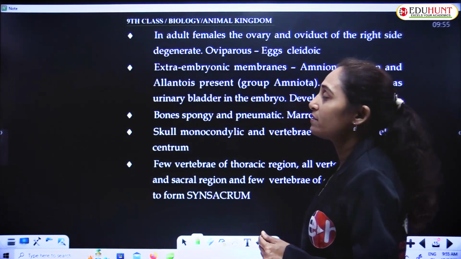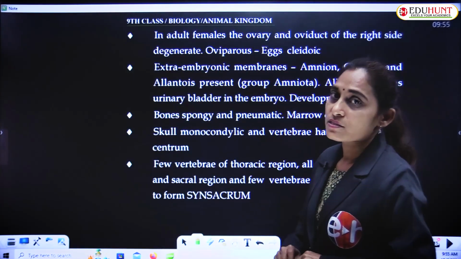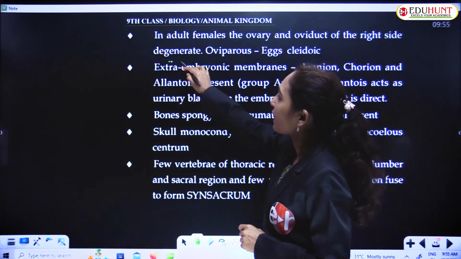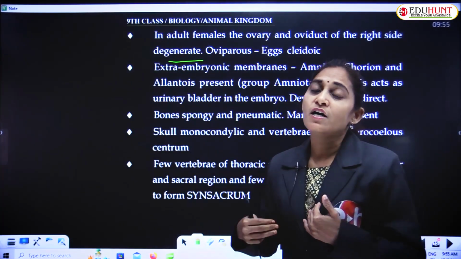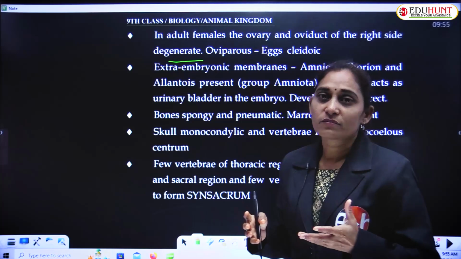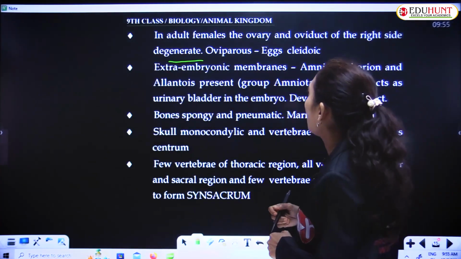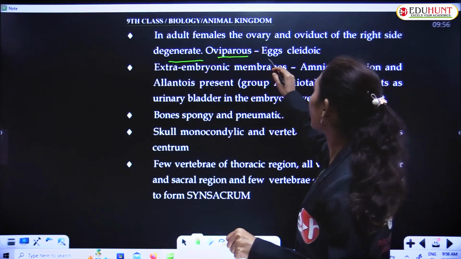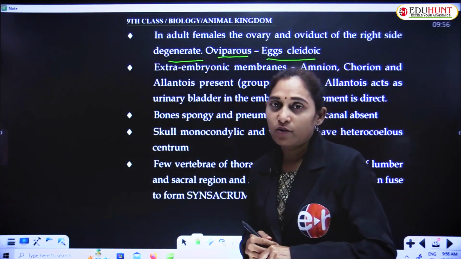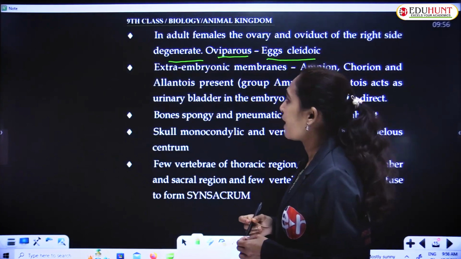In adult females, the ovary and oviduct of the right side degenerate. I said the right side organs are degenerated to reduce the body weight so as to enable flying. Birds are oviparous and the eggs are cleidoic. Cleidoic eggs are an adaptation of the terrestrial animals.